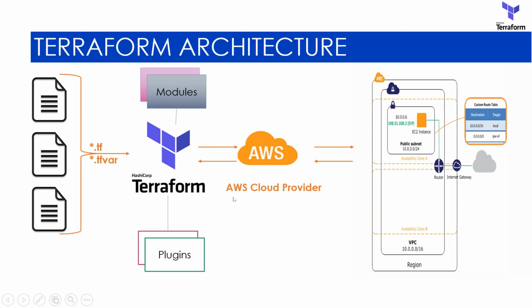After that, we'll have the AWS cloud provider. The AWS cloud provider works as a bridge between Terraform and AWS and provides the connectivity for performing all resource operations from Terraform. Resources will be created in AWS. So once everything is configured up to the AWS cloud provider, while writing the Terraform file, we'll be able to create an AWS VPC, private subnet, public subnet, router, internet gateway, and custom route table.